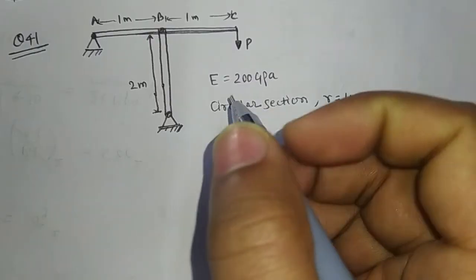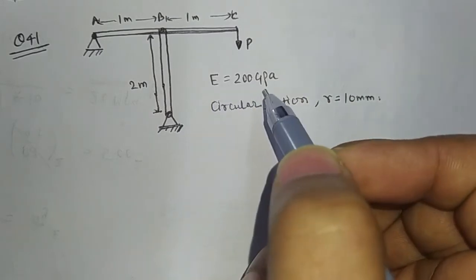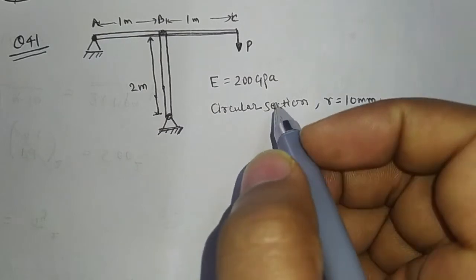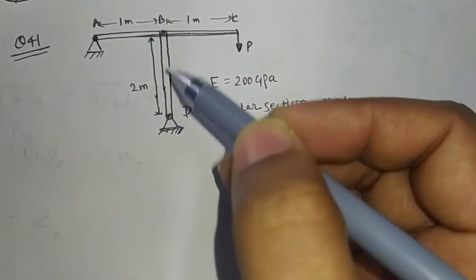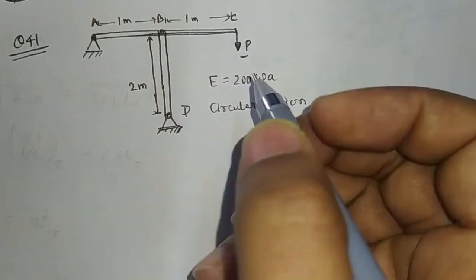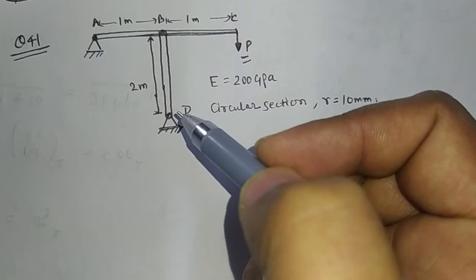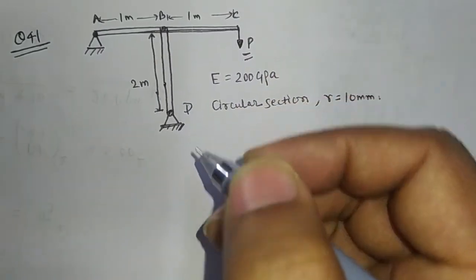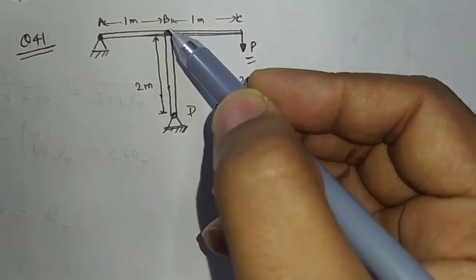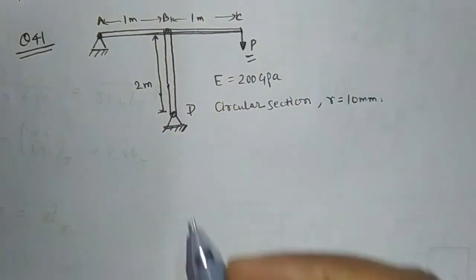Question number 41. In the steel structure, the value of Young's modulus is given as 200 gigapascal, and the circular cross section has a radius of 10 mm. The column is hinged at both the ends D and B. We have to find the minimum load P for which the column will buckle. For that, we have to find the load which is acting at point B due to this load P.